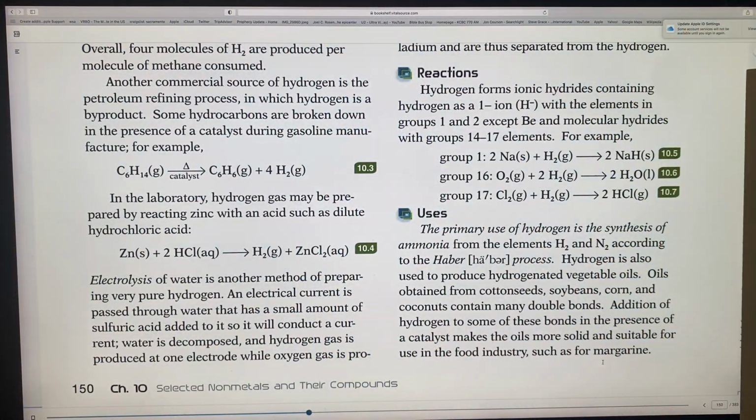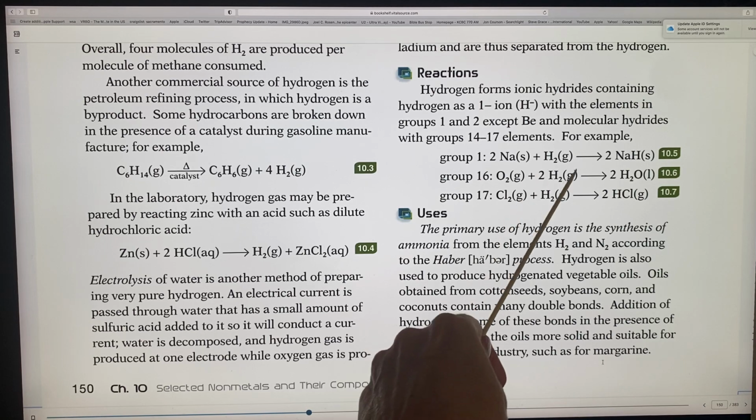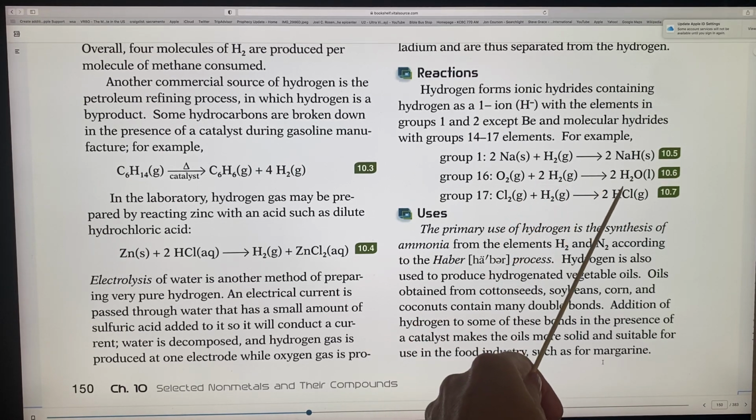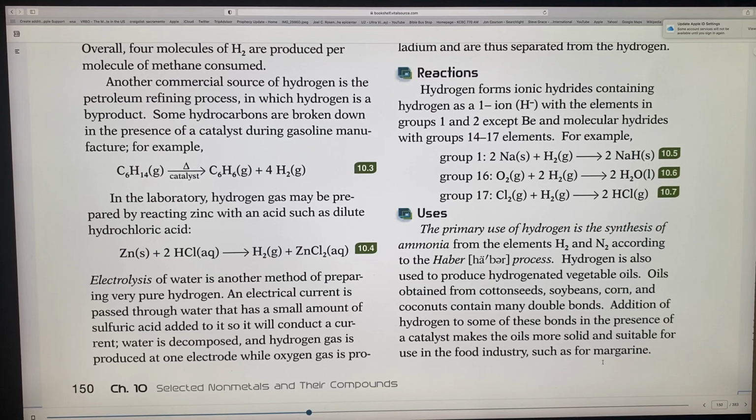That's group 16. So the equation would be O2 with 2 H2, see how this goes? And it would turn into 2 H2O, which is water. So you see how that combines very easily. Oxygen and hydrogen form water, right?